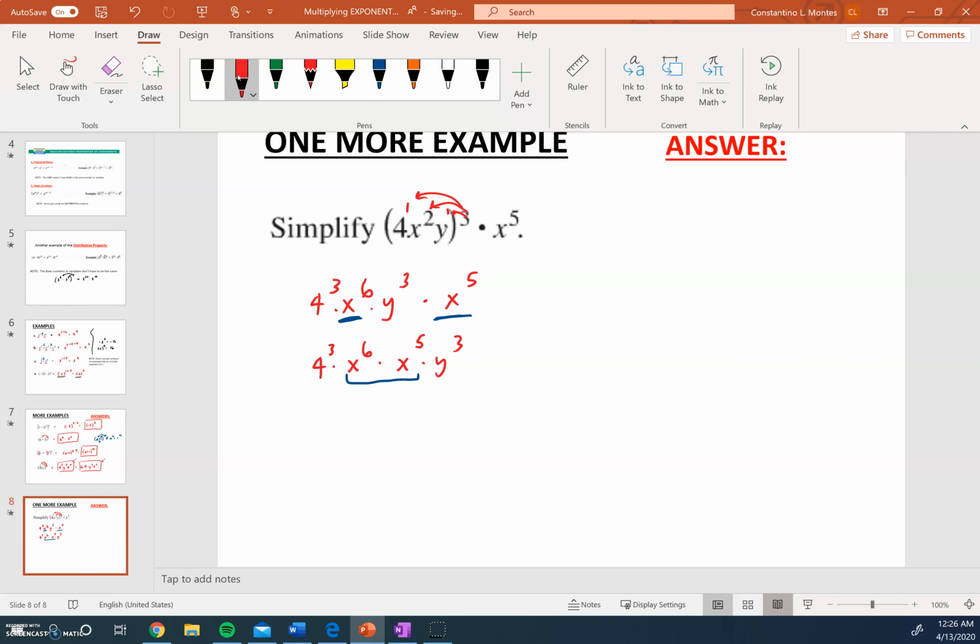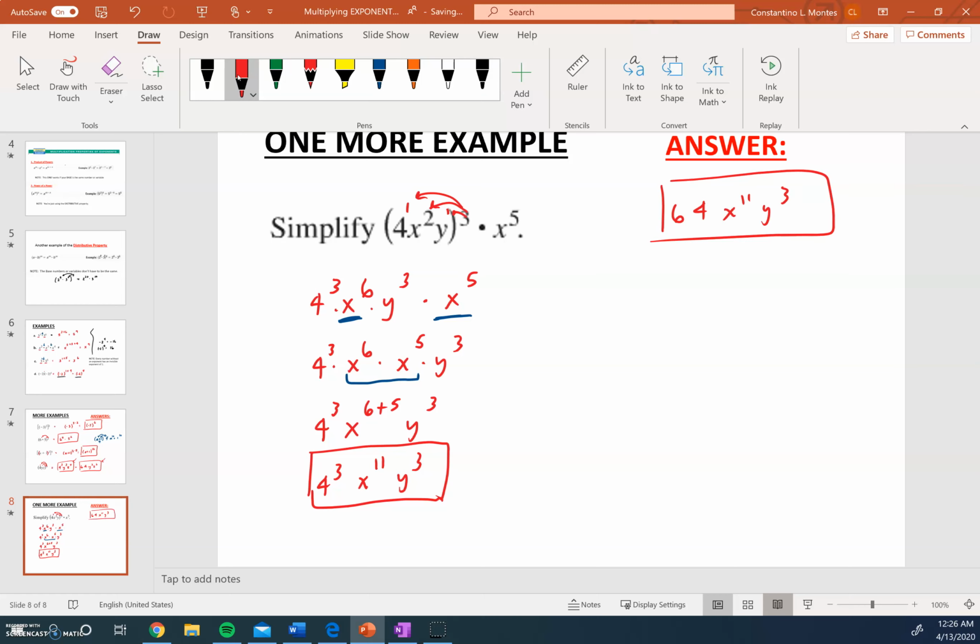So I'm going to rewrite this again as 4 to the power of 3 times x to the power of 6 plus 5 times y to the power of 3. And I'm going to finish this up as 4 to the 3rd, x to the 11th, and y to the 3rd. And I'm done. Again, you could rewrite 4 to the 3rd as 64, x to the 11th, y to the 3rd. At this point, we're not really concerned about that. Either or would work.